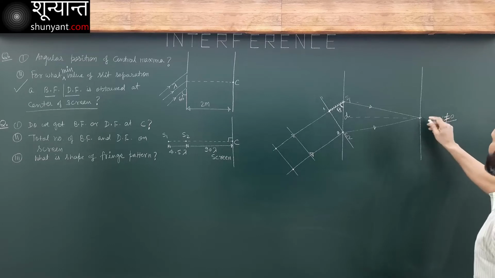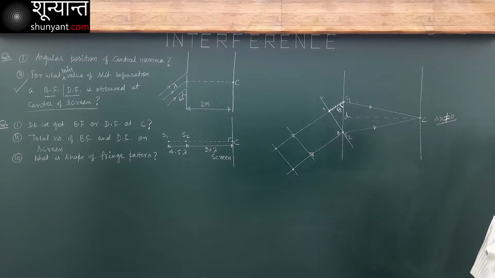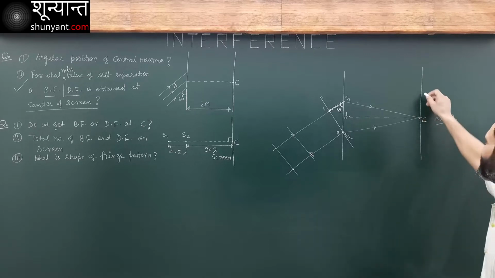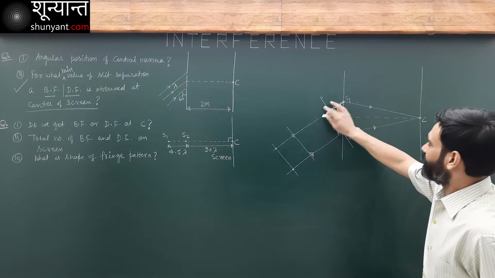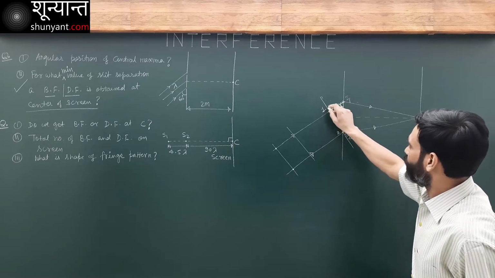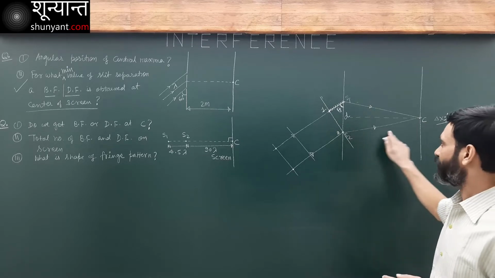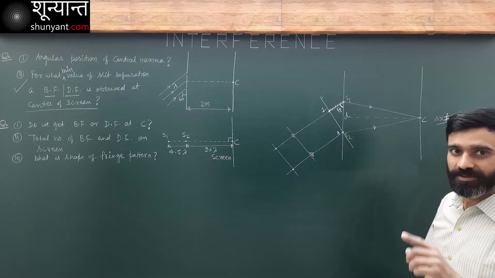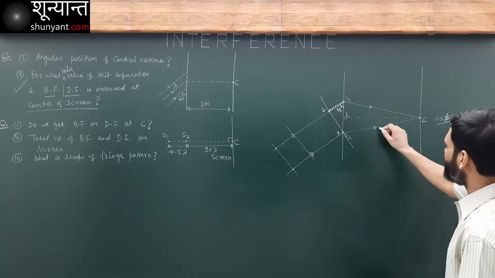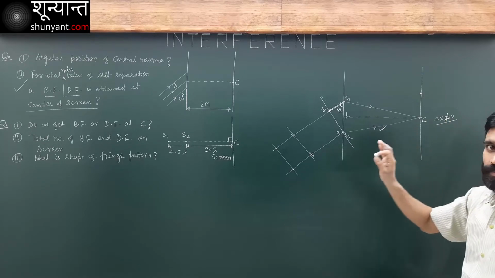If the central bright fringe is not at the center, then where is it? Will it be above this or below this? What do you think? This light here, 1 and C, is traveling more distance as compared to this. At the central bright fringe, the path difference must be 0. That means I will have to increase this path length. So it is going to be shifted up.